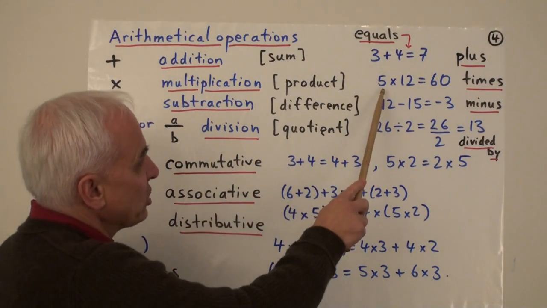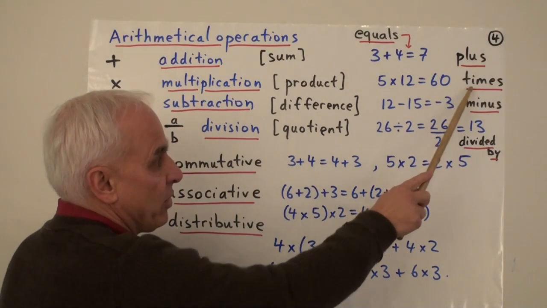In this example for multiplication, 5 times 12 equals 60. So we use the word times.